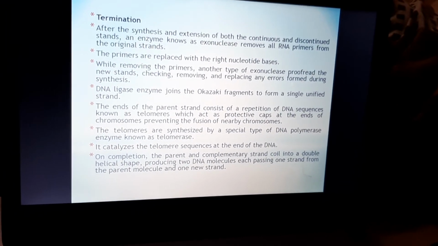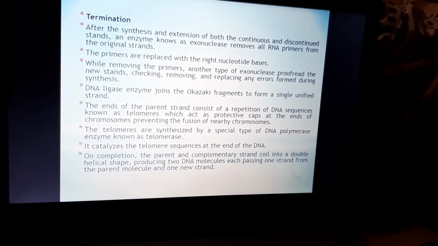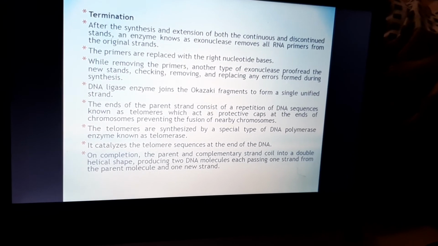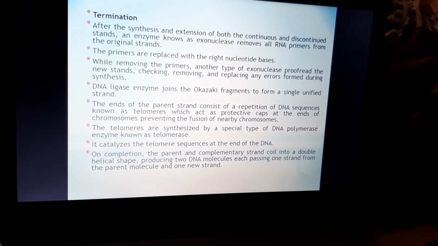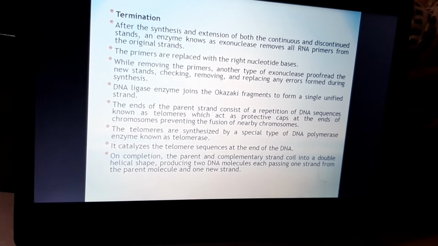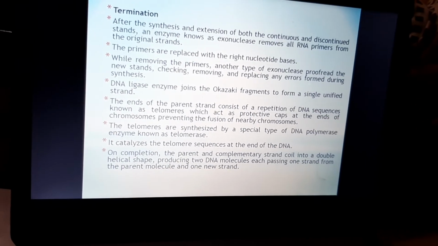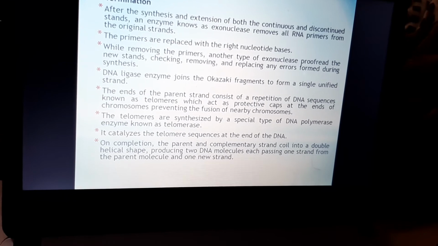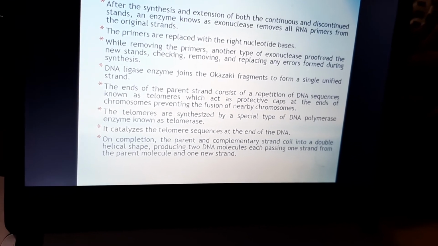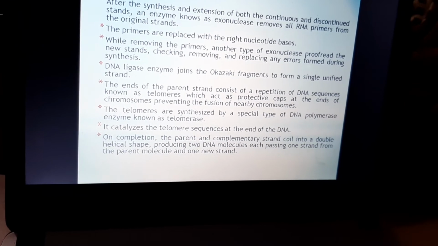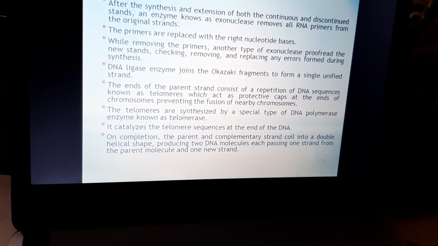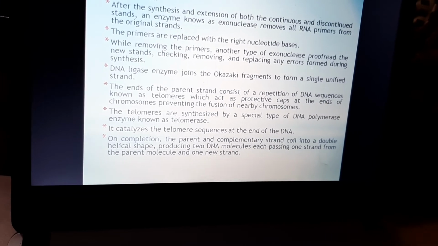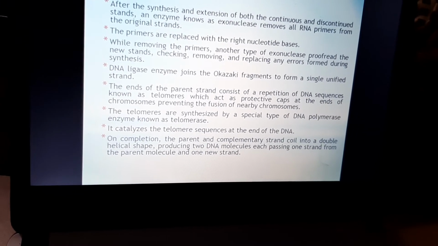Third step is termination. After the synthesis and extension of both the continuous and discontinuous strands, an enzyme known as exonuclease removes all RNA primers from the original sites. These primers are replaced with the right nucleotide bases. While removing the primers, another type of exonuclease proofreads the new strand, checking, removing and replacing any errors formed during synthesis. DNA ligase enzyme joins the Okazaki fragments to form a single unified strand.